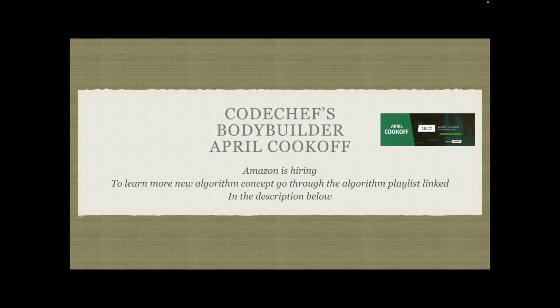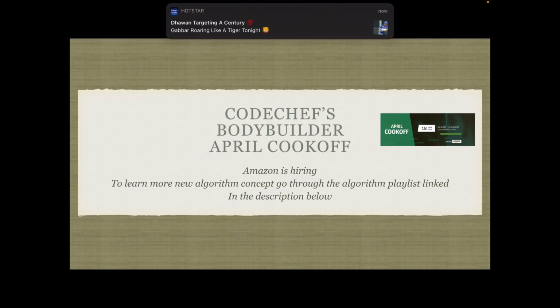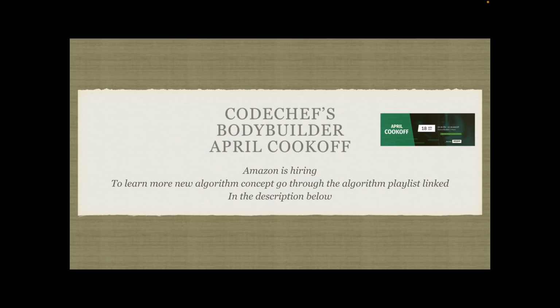Welcome, and today the question in front of our plate is Bodybuilder. To learn more new concept algorithm, please go to the algorithm playlist which I have linked below in the description. It covers dynamic programming, greedy paradigm, and all such related concepts for your sustained development in the field of programming.